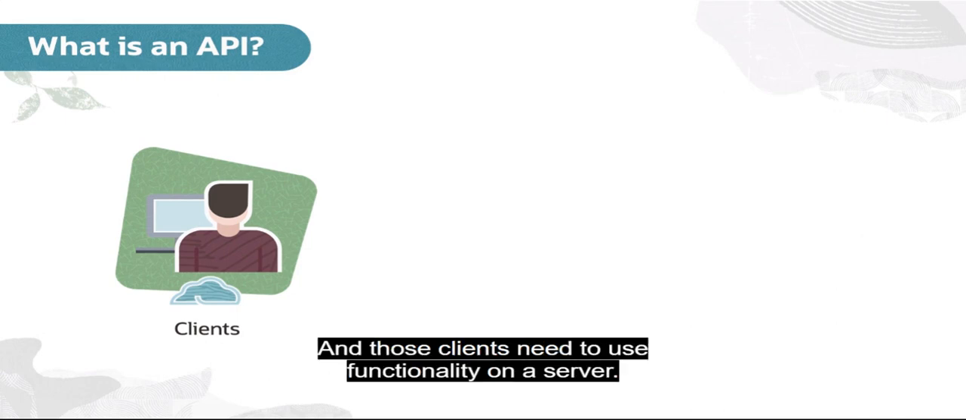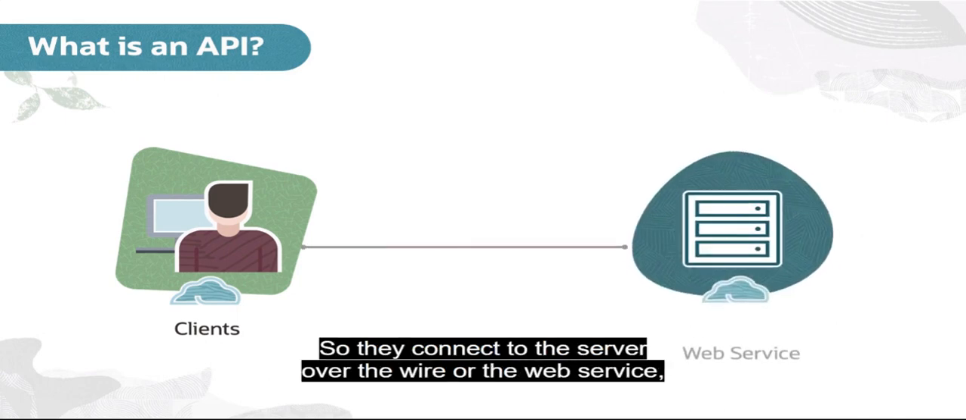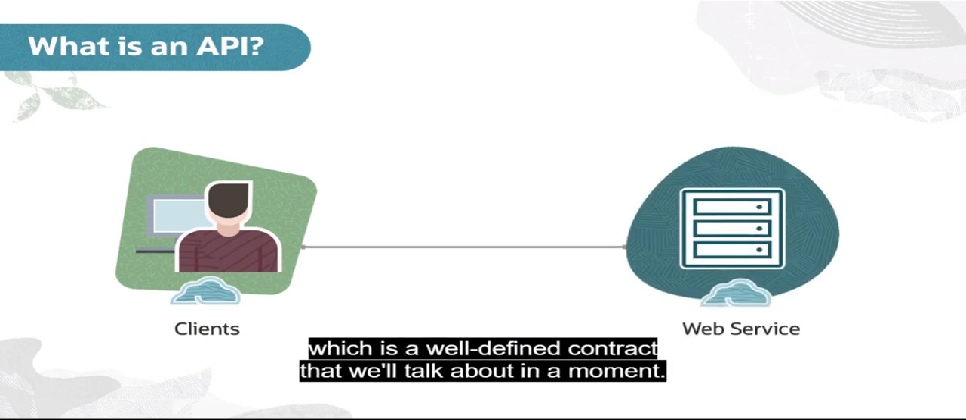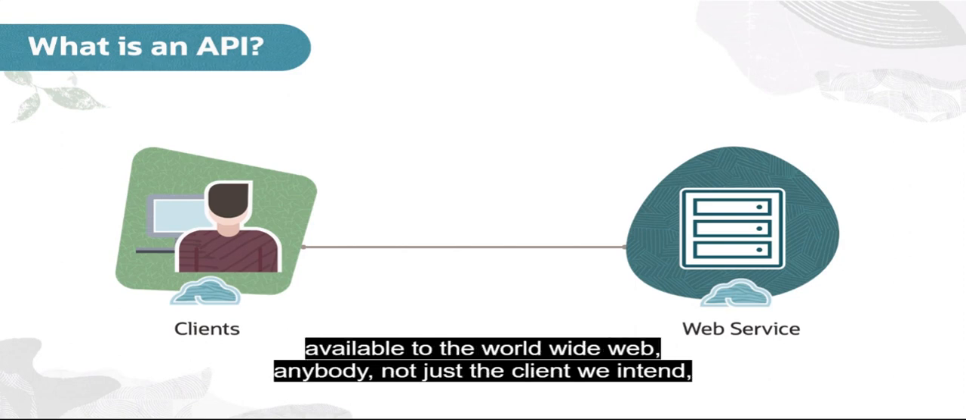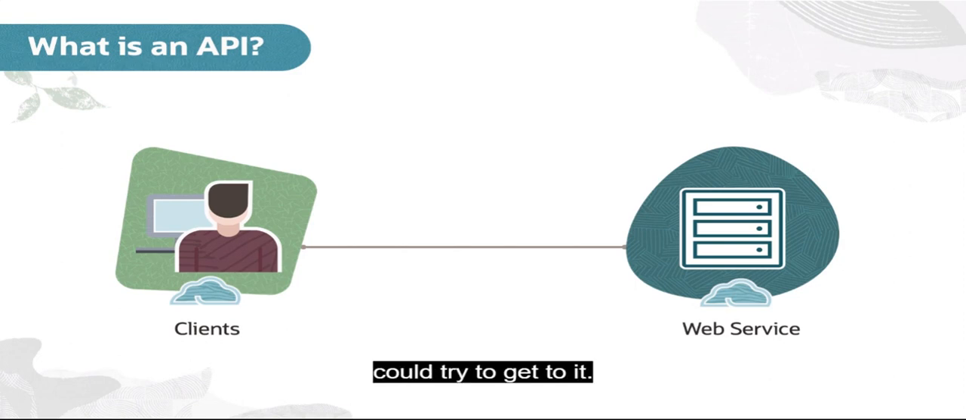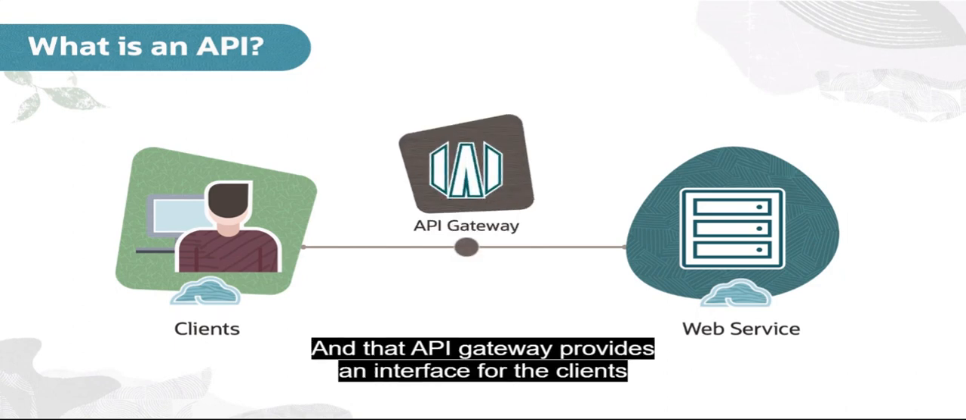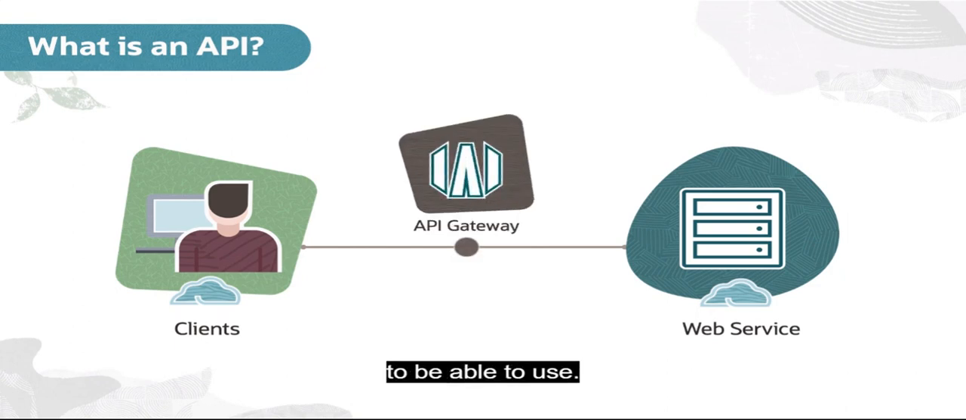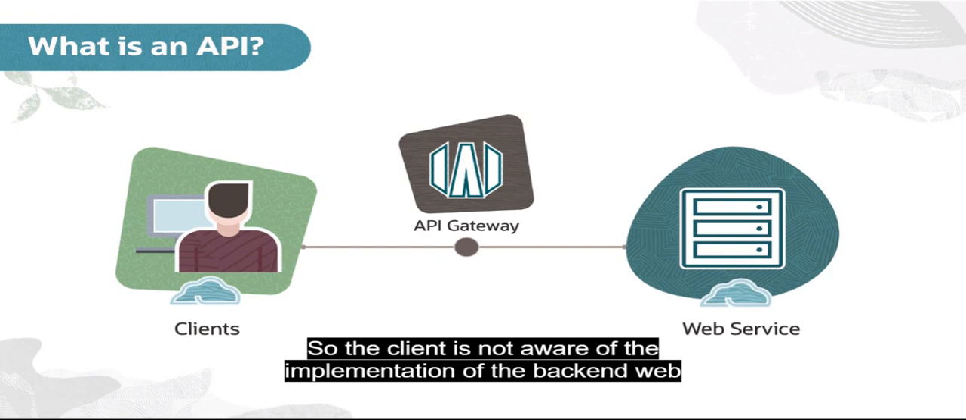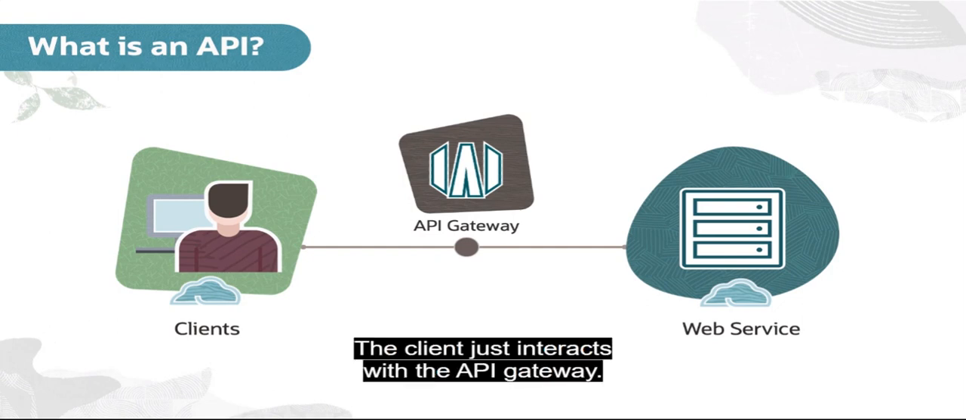So as we were talking about, what is the API? We have clients, and those clients need to use functionality on a server. So they connect to the server over the wire for the web service, which is a well-defined contract that we'll talk about in a moment. We need to be able to protect that endpoint because if that web service is available to the World Wide Web, anybody, not just the client we intend, could try to get to it. So we use an API gateway, and that API gateway provides an interface for the clients to be able to use and connects to the backend web services. So the client is not aware of the implementation of the backend web service. The client just interacts with the API gateway.